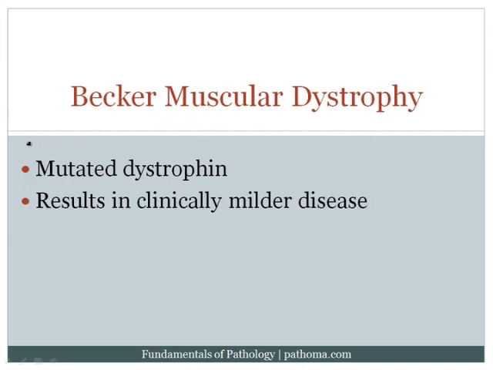Becker muscular dystrophy is the exact same disease as Duchenne X-linked muscular dystrophy. However, remember that in Duchenne's you had a deletion of dystrophin, whereas in Becker's you have a mutation of dystrophin. Now this mutation allows for some of the protein to be produced, and so therefore you get clinically milder disease. So it's very similar, however the patients have clinically milder disease, and again the hallmark would be focal replacement of skeletal muscle with fat and also muscular weakness.